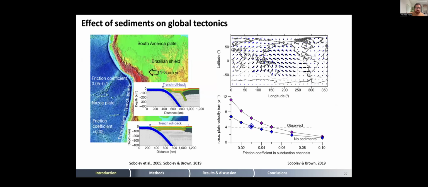But what about the effect of sediments in global plate tectonics? Here you can see from this picture on the right, from the paper of Sobolev and Brown 2019, that an effective friction coefficient of 0.03 at the subduction channel seems to be able to retrieve the global plate velocity, the first order global plate velocity.